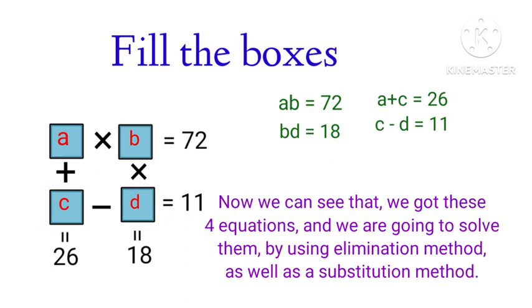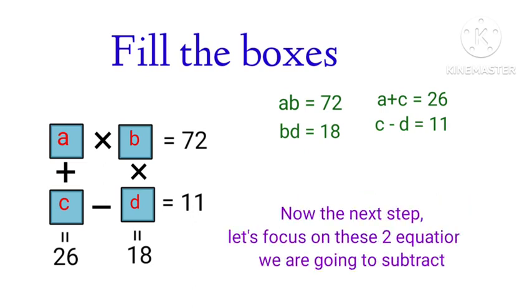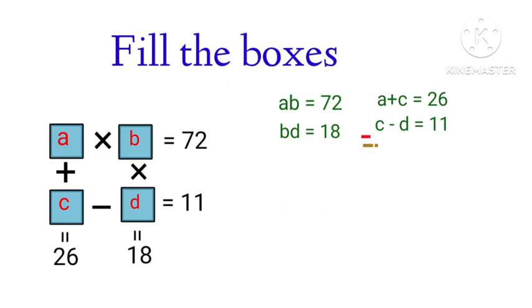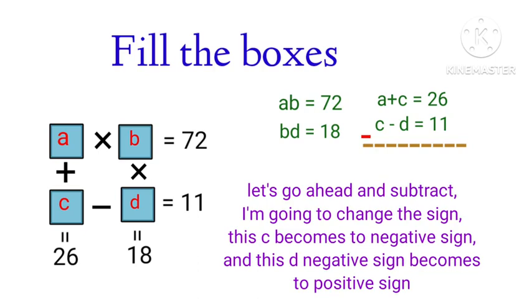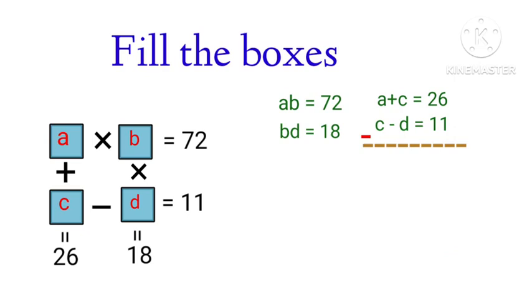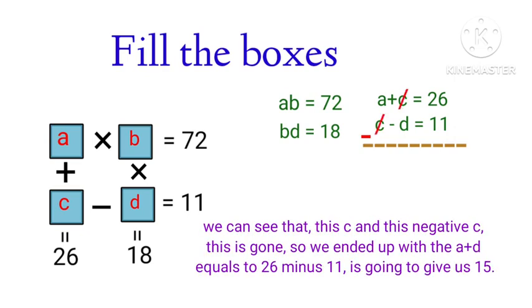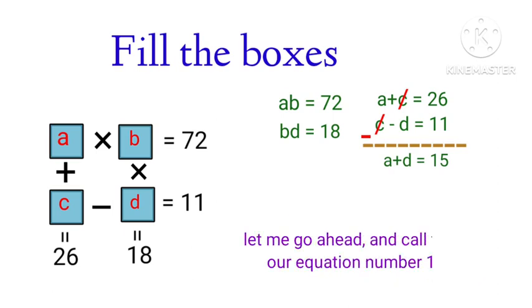Now we can see that we got these 4 equations, and we are going to solve them by using the elimination method, as well as the substitution method. Now the next step, let's focus on these 2 equations, we are going to subtract. I'm going to change the sign. The C becomes a negative sign, and this negative D becomes a positive sign. We can see that the C and this negative C are gone, so we ended up with plus D equals 26 minus 11, which gives us 15. Let me call this our equation number 1.